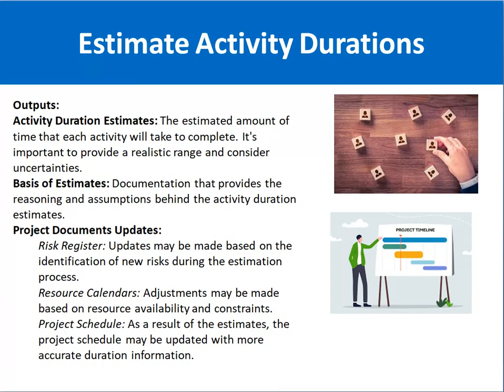The output of the whole process is the activity duration estimates. That means you have the estimated amount of time that each activity will take to complete. It's important to provide a realistic range and consider uncertainties. Then you must have the basis of estimates as well. That means the documentation that provides the reasoning and assumptions behind the activity duration estimates.